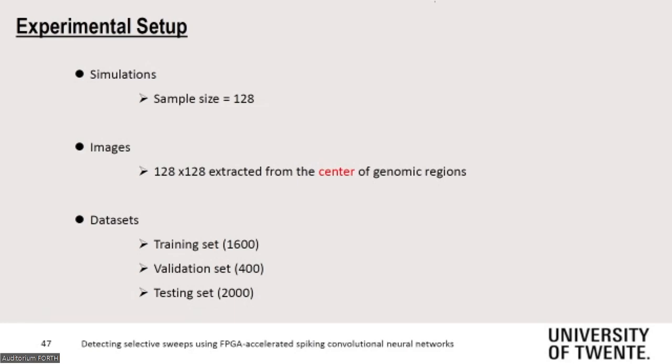For our simulation, each simulation has a sample size of 128. We extract 128 SNPs from the center of each simulation to generate images. So for each data set, we have 1,600 images for the training set, 400 for the validation set, and 2,000 for the testing set.